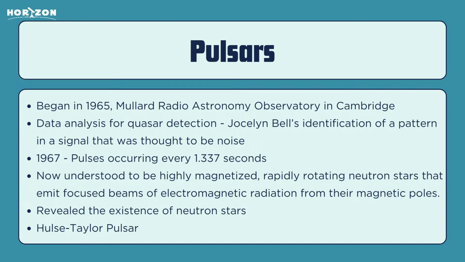Pulsars are now understood to be highly magnetized, rapidly rotating neutron stars that emit focused beams of electromagnetic radiation from their magnetic poles. And the pulses that are observed occur when the radiation sweeps across the Earth. The discovery of pulsars was seminal, and although the 1974 Nobel Prize was awarded for this discovery, it was awarded to Anthony Hewish and Martin Ryle, but not Jocelyn Bell, despite her observation and analysis being indispensable to the discovery.